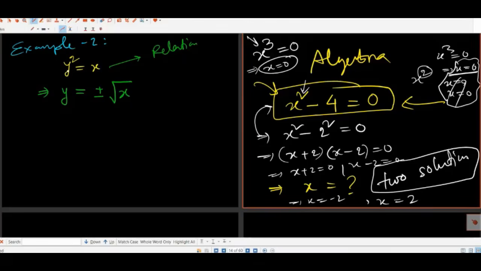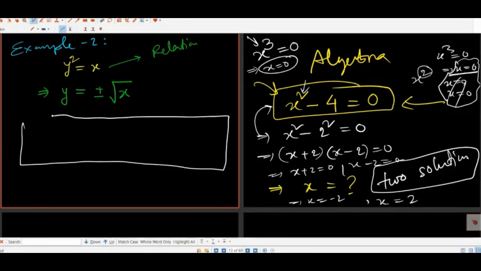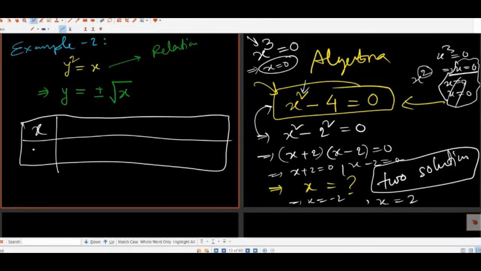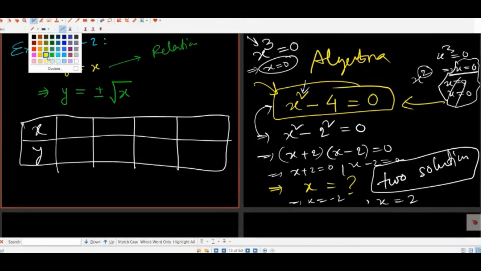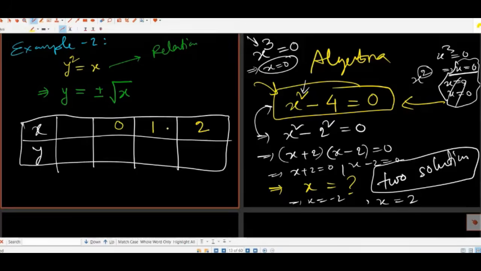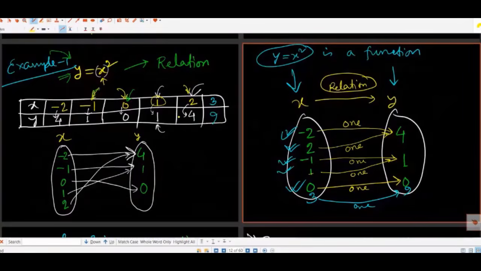That's why y squared equal to x will give us 2 solutions for y. So now, again, let's input some values of x. We can start from 0, 1, 2. For the previous problem, we started with negative 2, negative 1, then 0, 1, 2, 3.